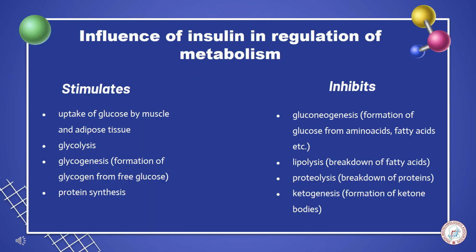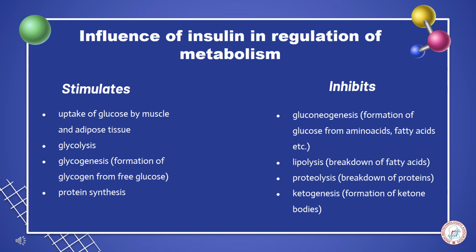In this slide we are going to discuss the influence of mainly the hormone insulin in regulating the metabolic pathways, if insulin is stimulated or inhibited. If the hormone insulin is stimulated inside our body, what is going to happen? The cell will take up more glucose, in muscles or adipose tissue. Glycolysis will be more, as will glycogenesis, which is the formation of glycogen from glucose, and also protein synthesis will be more.